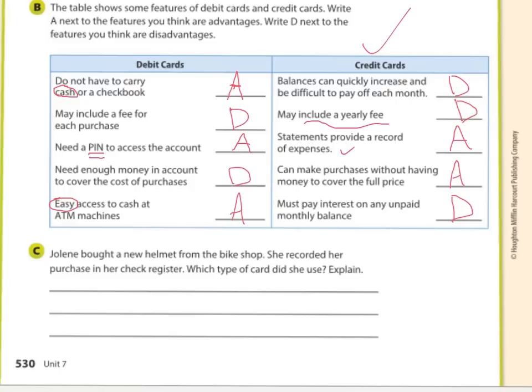Jolene bought a new helmet from a bike shop. She recorded her purchase in her check register. Which type of card did she use? So when you are using a debit card, because it comes out of your checking account, that's what that is. And a register is like your record, what you add to your account and what you subtract. That is called a register.